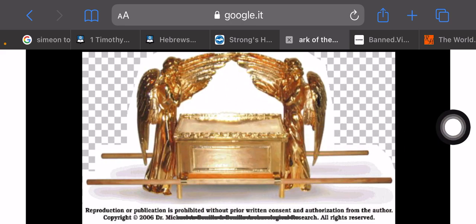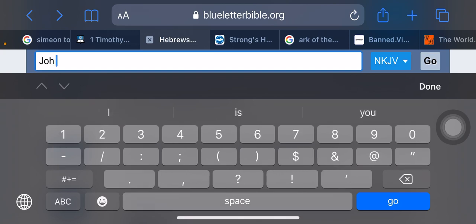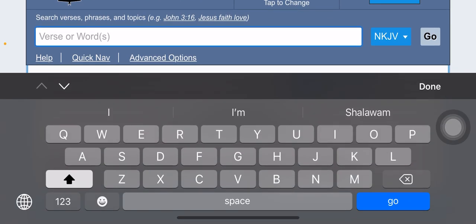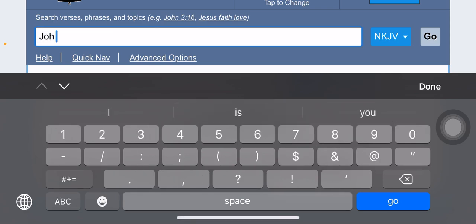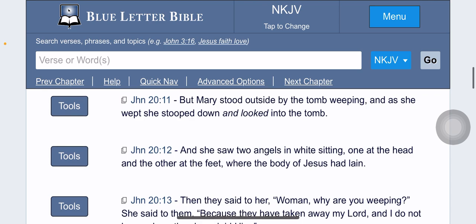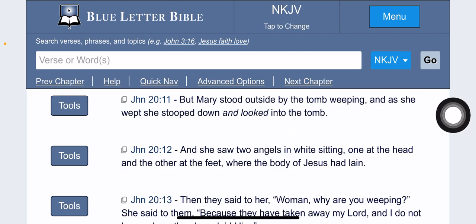So now let me show you something. This is the book of John, chapter 11. I'll read from verse 20. It quotes, but Mary stood outside by the tomb weeping, and as she wept, she stooped down and looked into the tomb. So Yahawashi was actually crucified. And, you know, Joseph of Arimathea offered his tomb to Yahawashi, which no one has ever laid, which represents the Ark of the Covenant, you know.